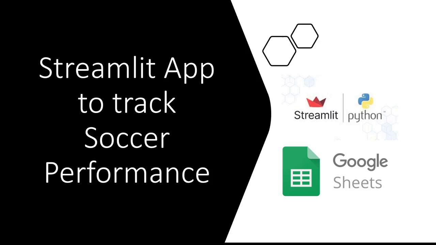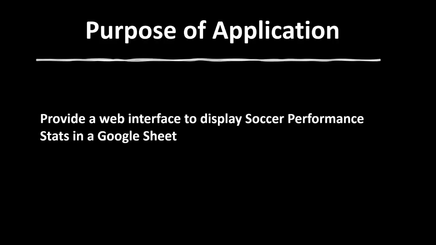Hey everyone, today I'm going to be showing how to make a simple Streamlit app that's going to look at soccer performance, and we're going to grab that data from a Google Sheet. So in other words, we're going to provide a web interface for some soccer performance stats that are being tracked in a Google Sheet.